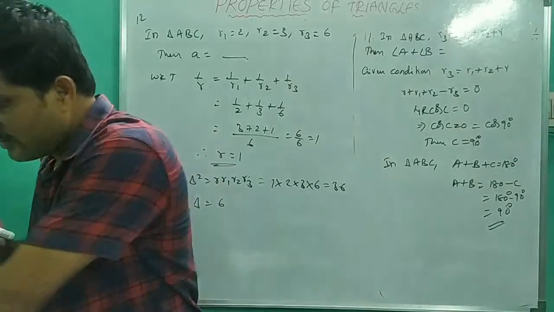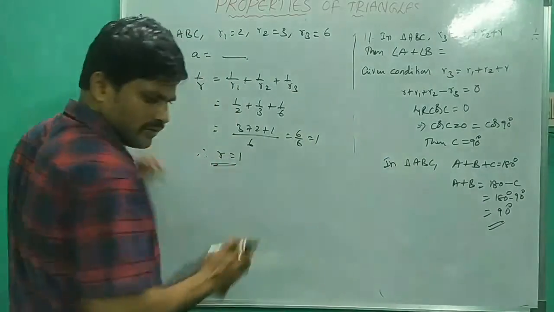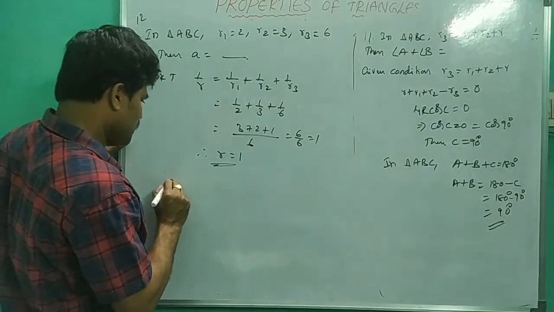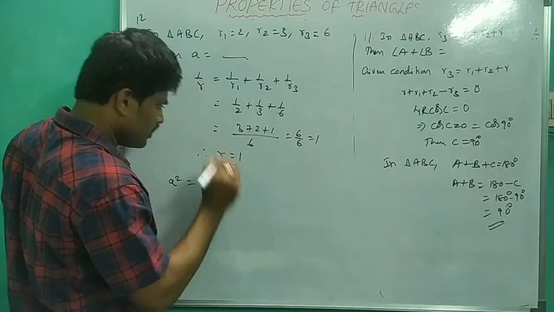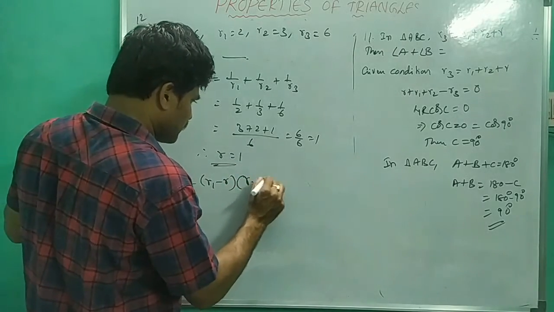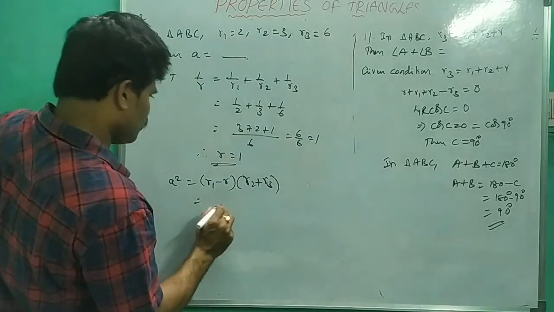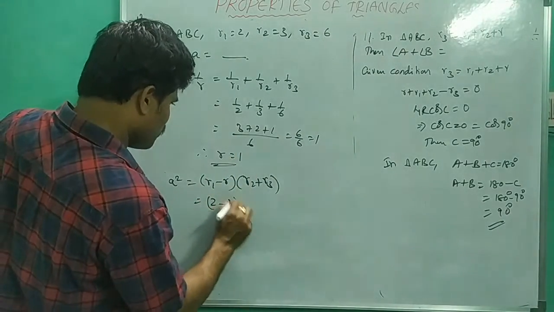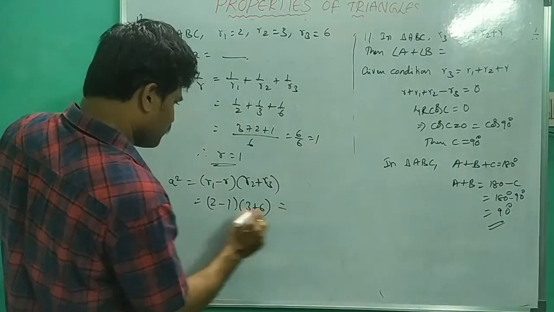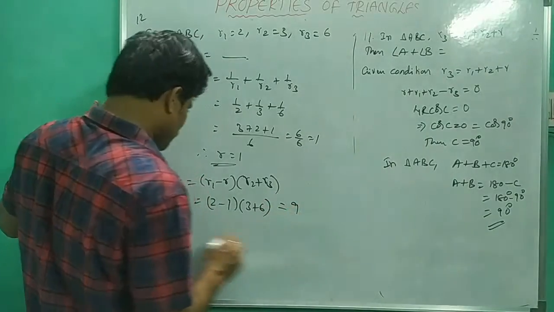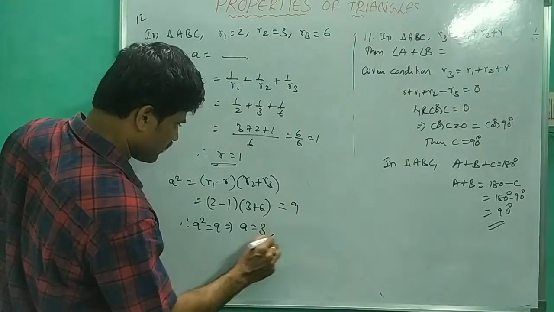Here we do not need that; directly, if we apply this formula, it is enough: a square equals (r1 minus r) into (r1 minus r) into (r2 plus r3)... already all four values are there. r1 means 2, r is 1. So 2 minus 1 into r2 plus r3, that is 3 plus 6, 9. 9 into 1 is 9. Therefore a square equal to 9. From that, a equals 3.